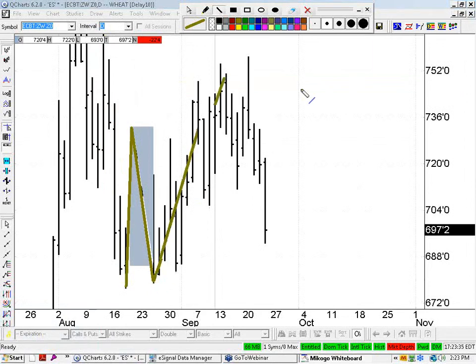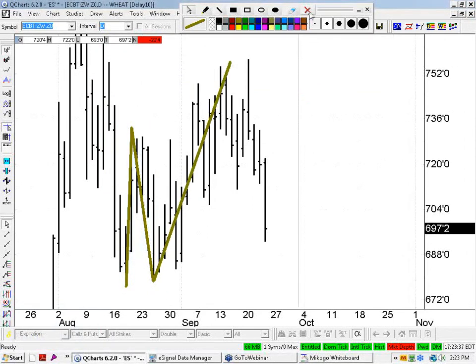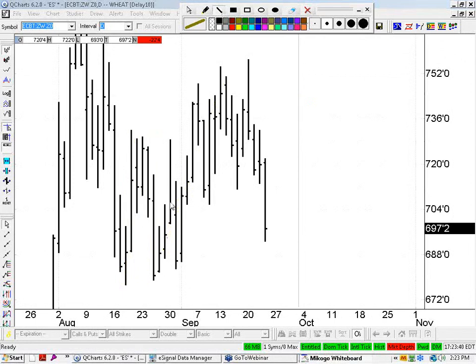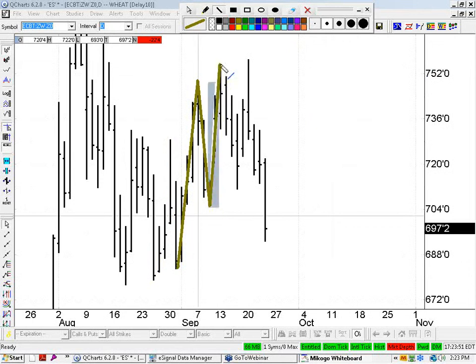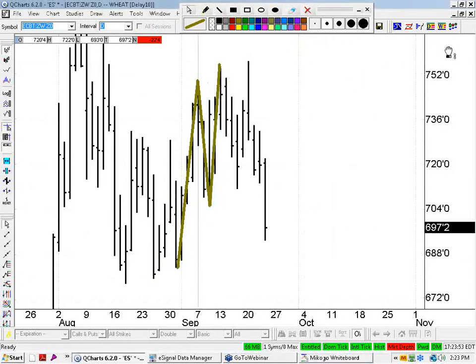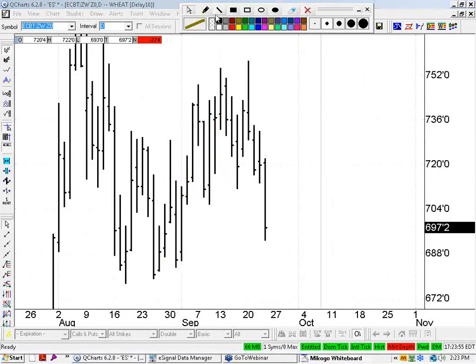Here's one measure move coming up. Here's another measure move coming up. I'm just drawing them in and erasing them, okay? Here's another one following that one. And finally, here's another one.